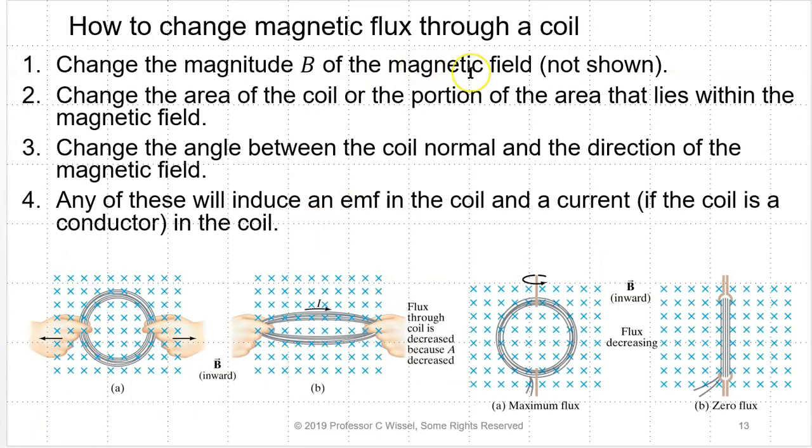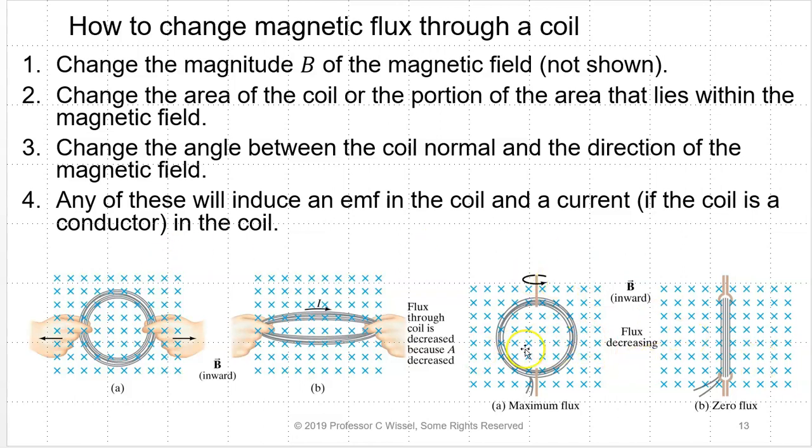Now, how to change the magnetic flux through a coil? You can change the magnitude of the magnetic field through the coil. In other words, you put more magnetic field lines in here. We can change the area of the coil or the portion of the area that lies within the magnetic field. You drag it outside here, or you change the area by pulling it apart or squeezing it together. We can also change the angle between the coil's normal and the direction of the magnetic field.